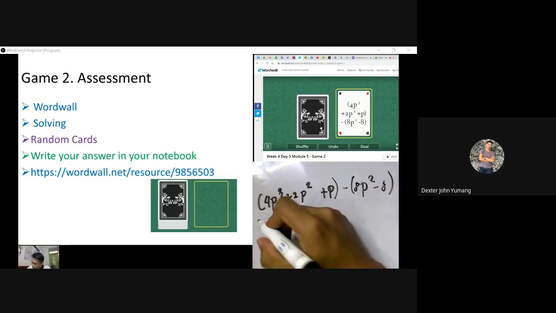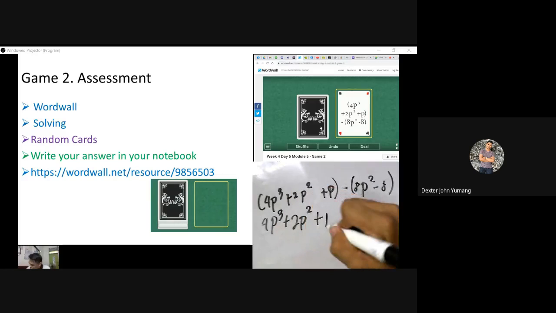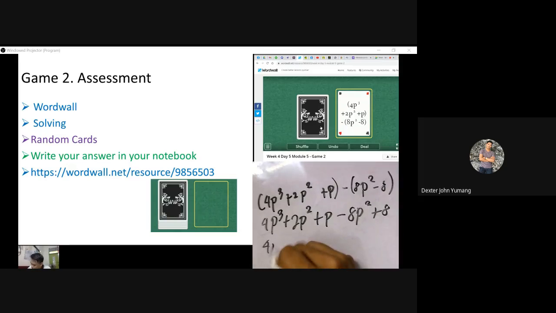So, we have bring down 4p cubed plus 2p squared plus p. Then, opposite, negative 8p squared plus 8. So, combine yung may partner. 4p cubed. Meron bang partner si 4p cubed? Wala po. Bring down lang. Si 2p squared, meron ba siyang partner? Meron. Si 8p squared. Si P naman, meron ba siyang partner? Wala rin po. Si 8 naman, meron ba siyang partner? Wala din po. So, bring down.